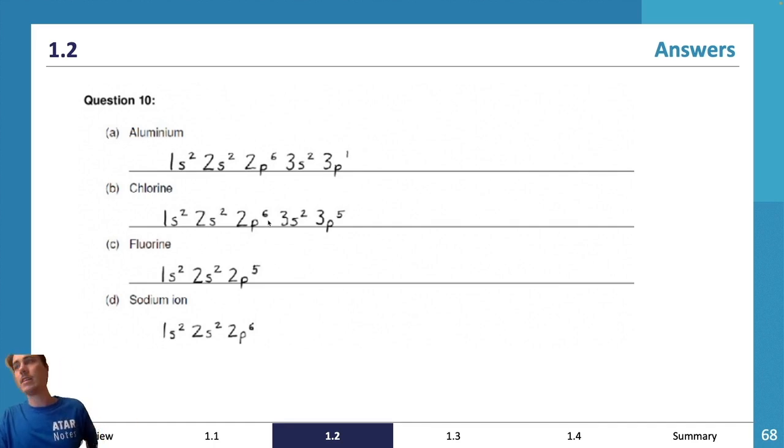Chlorine, on the other hand, has 17, I think it is. So 2, 2, and 6 is your 10. Number 2 is 12, and then 5 is your 17. Fluorine has 9, so again 2, 2, and 5, and your sodium has 10, so 2, 2, and 6.